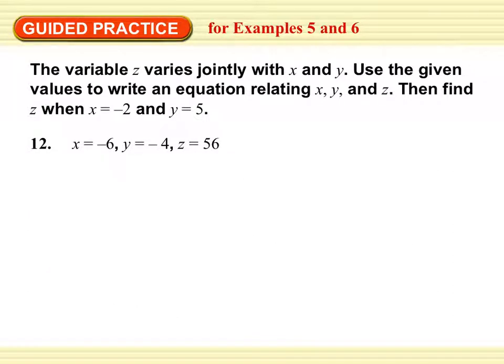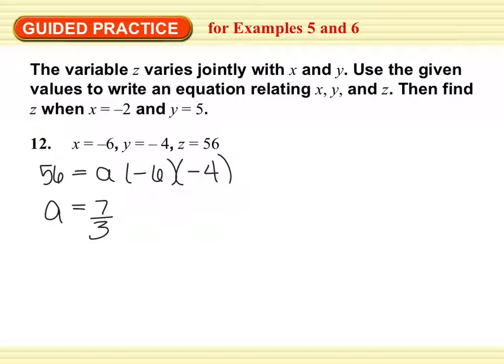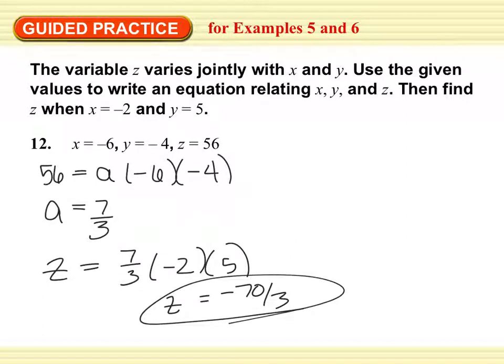Last one like this. I have 56 equals A times -6 times -4. 56 divided by 24 is a fraction, 7/3. So A equals 7/3. Now let's solve for it. A times -2 times 5. I have Z is -70/3.